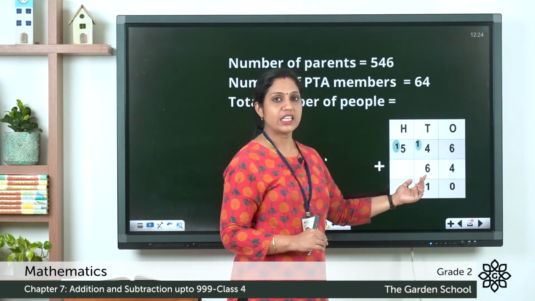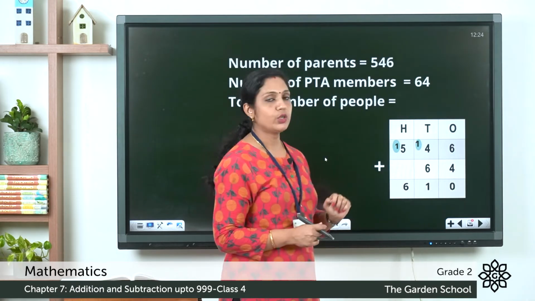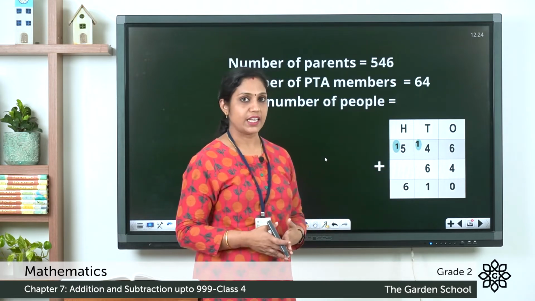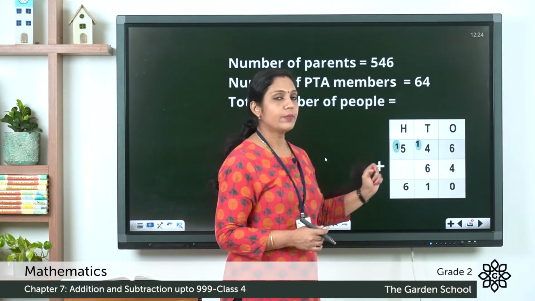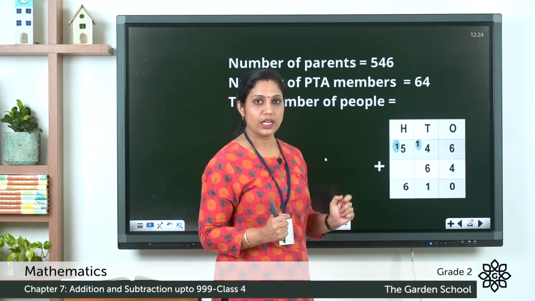6 plus 4 is equal to 10. We wrote the 0 in the ones place. 1 we carry it over to the tens place. Now we have 1 plus 4 plus 6 in the tens place. So 1 plus 4 is equal to 5. 5 plus 6 is equal to 11.